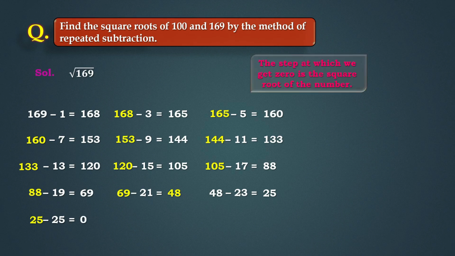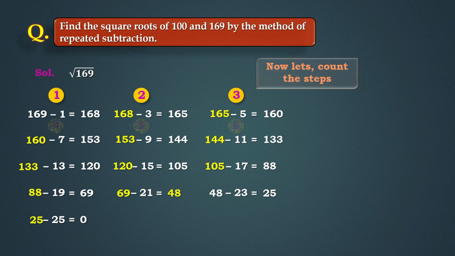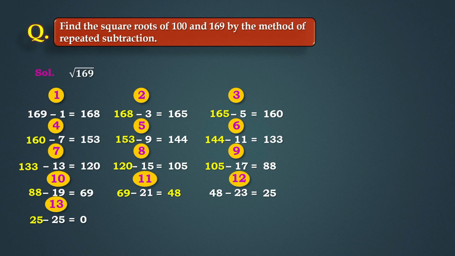Now, let's count the number of steps. We perform 13 subtractions to reach 0. So, the square root of 169 is 13. This confirms our understanding that repeated subtraction of odd numbers helps us find square roots in a simple and logical way. Keep practicing this method to strengthen your concept.